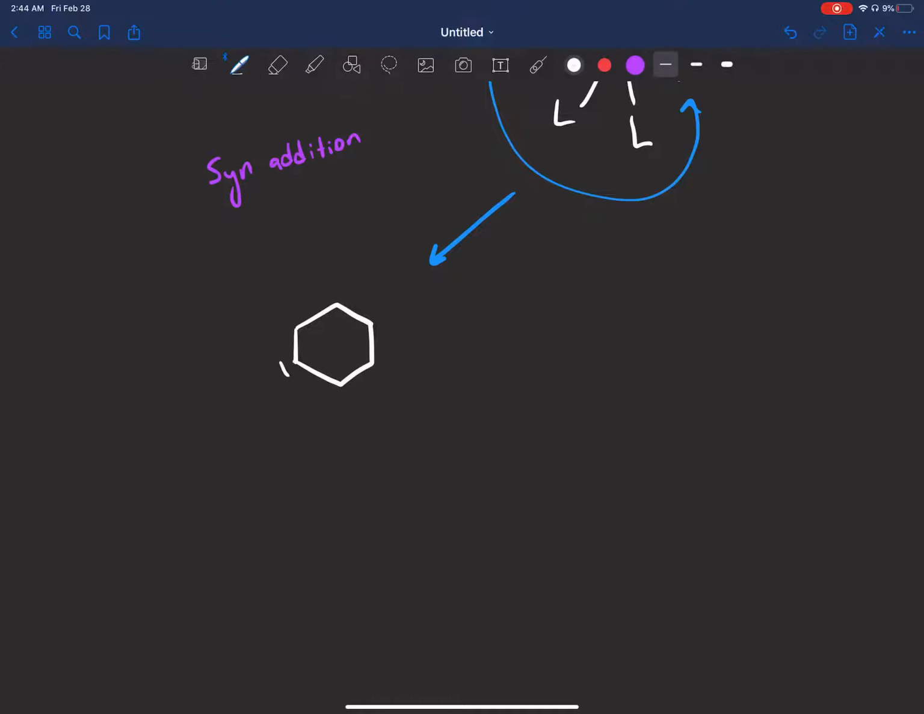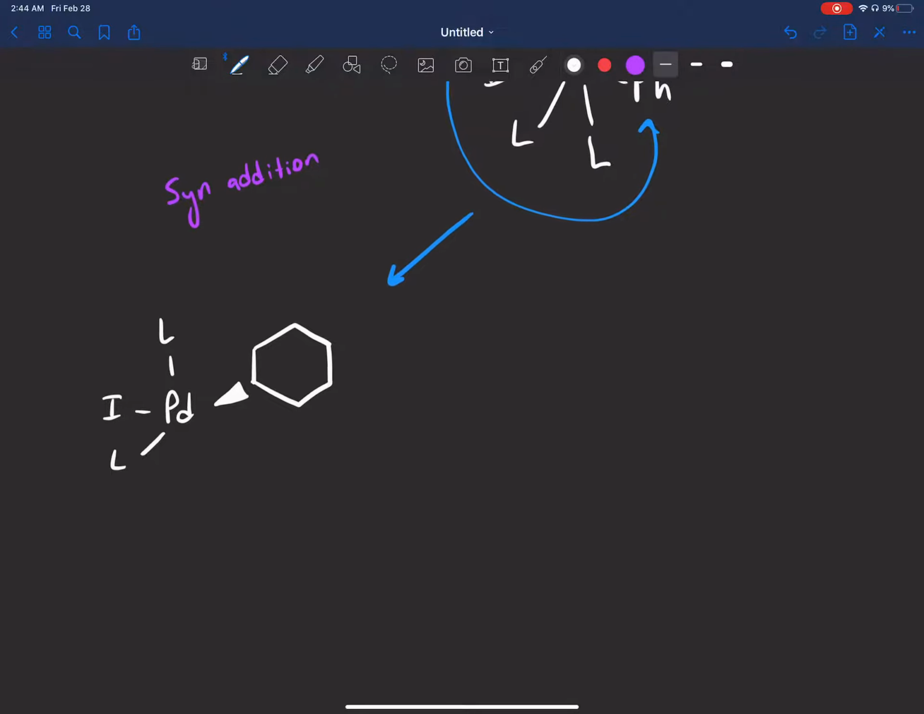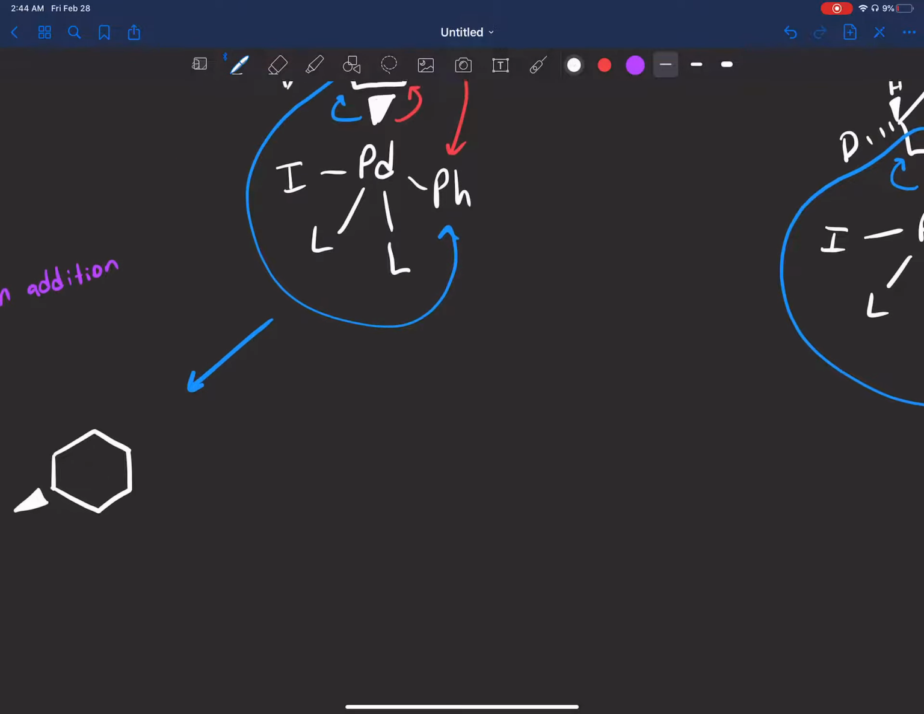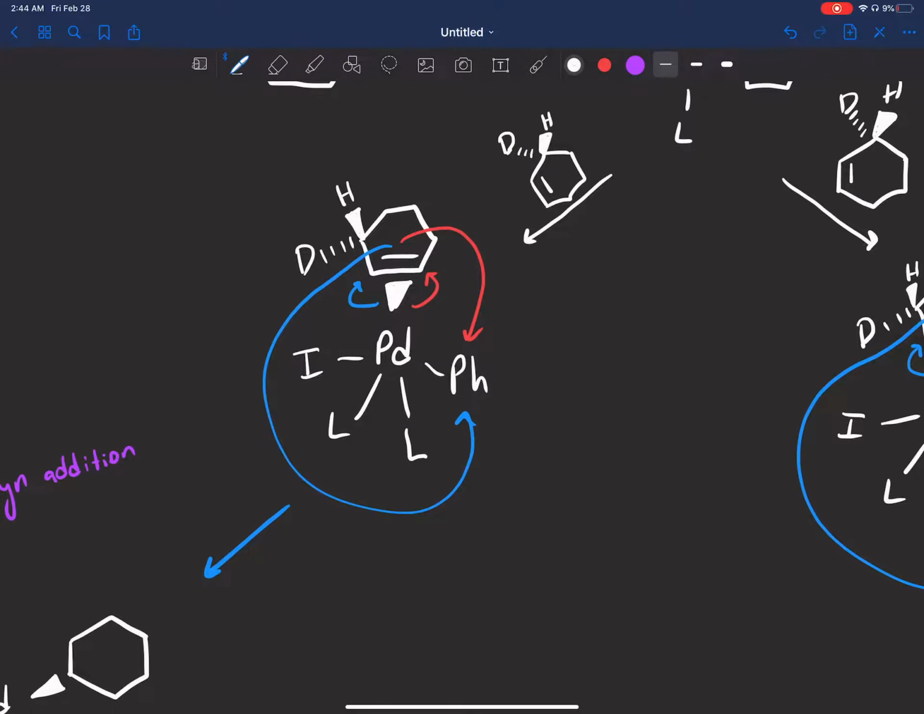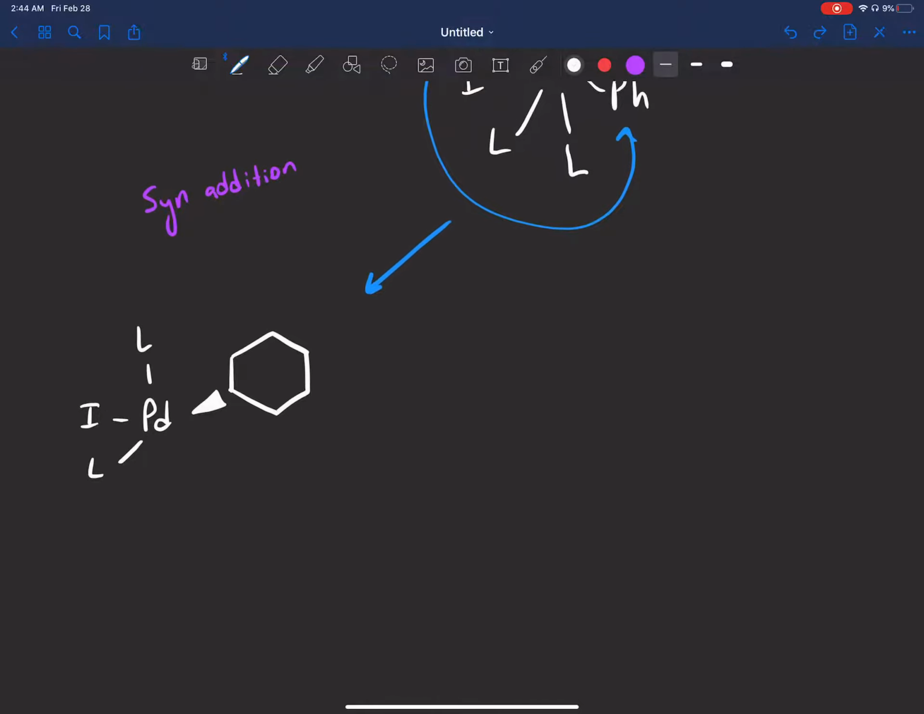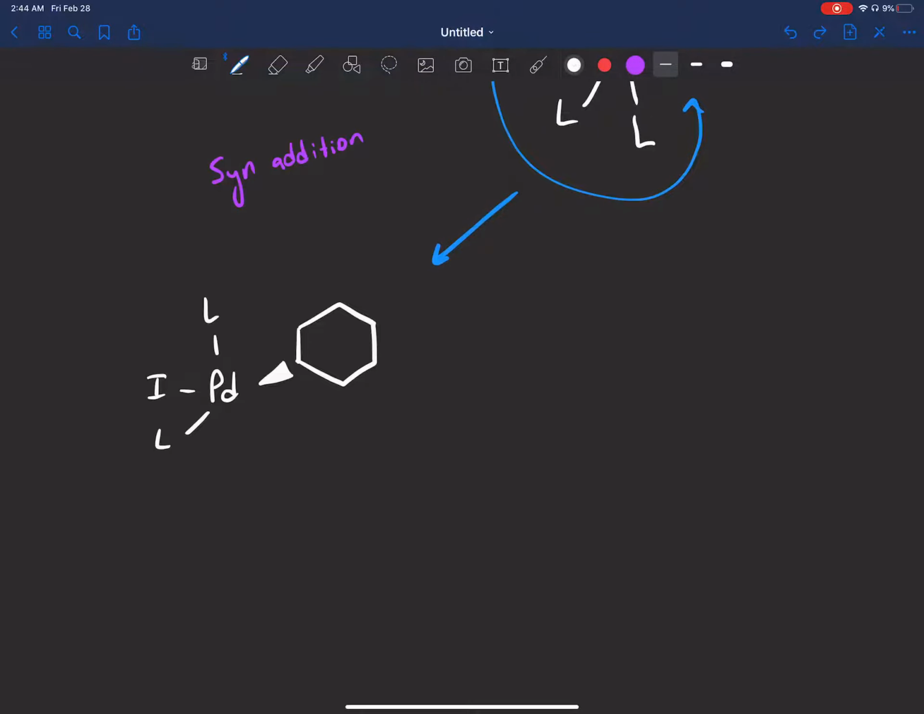Try to draw it so it makes a little bit of sense. So we have this wedge. Palladium, it's got its ligands. Now, like I said, because it's syn addition, the metal and our group of interest, this phenyl group, the benzene, will have the same stereochem. So it's got to add wedged. And we have this Ph.